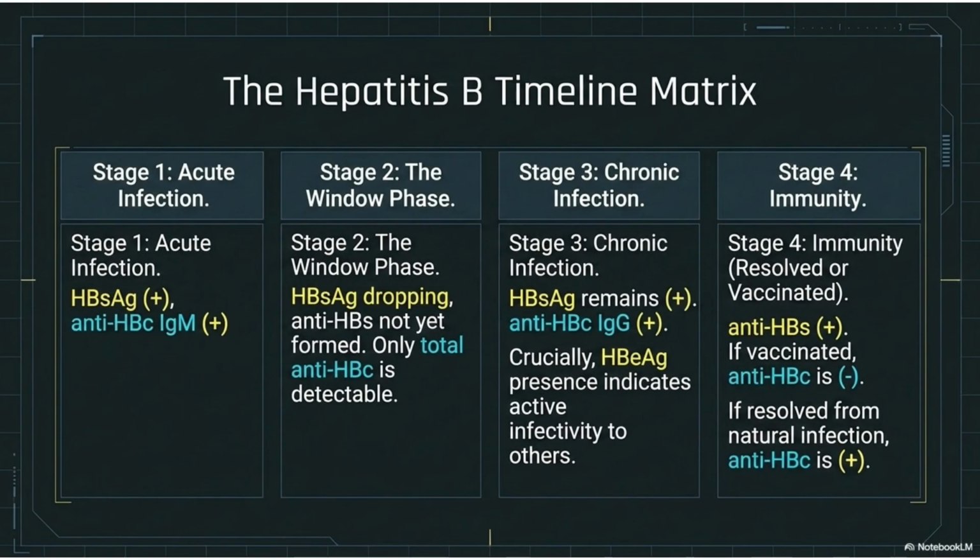The hepatitis B timeline matrix outlines 4 stages of infection and immunity, detecting specific markers like HBsAg and anti-HBc IgM. It allows for differentiation between acute, window, chronic, and immune stages.